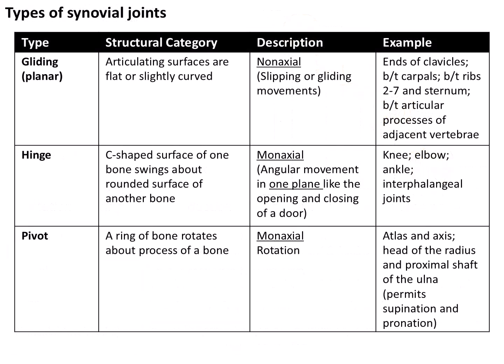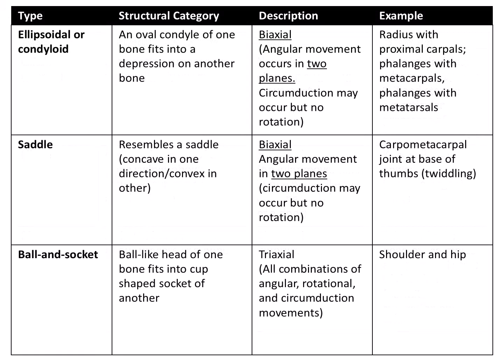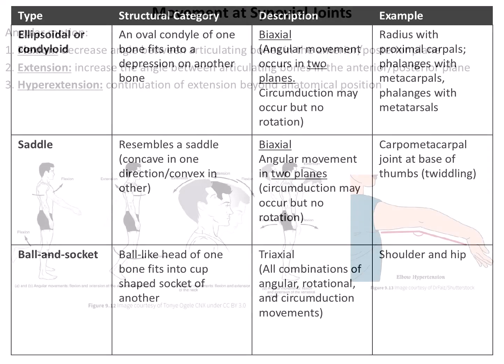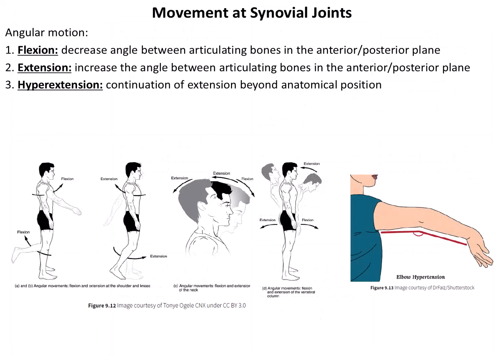There are 6 different types of synovial joints. You are responsible for knowing each of these types of synovial joints. For each type, you need to know which structural category they fall into, their description, and examples as provided in this table.